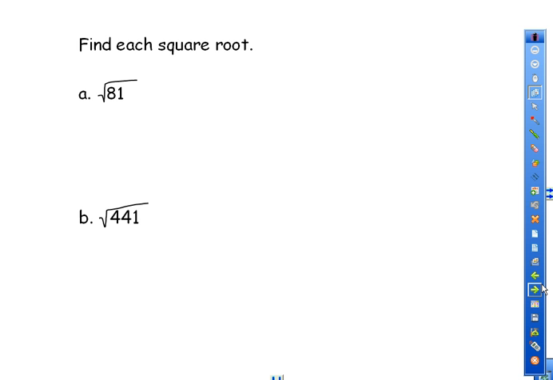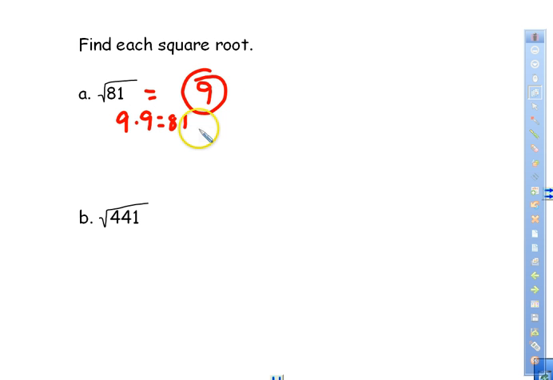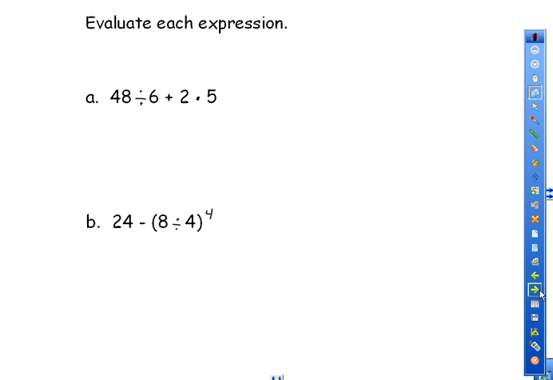Next one, the square root. The square root is what we're looking for. What number times itself will give me 81? And the answer to that is 9 times 9 will give me 81. So the square root of 81 is 9. Okay. And 441, the square root of that is going to be 21. Okay, and again, you can use your calculators on all of this. Now it says evaluate each expression. Make sure you're using PEMDAS to do this. Go ahead and hit pause and solve.